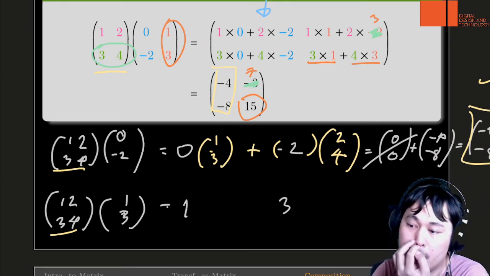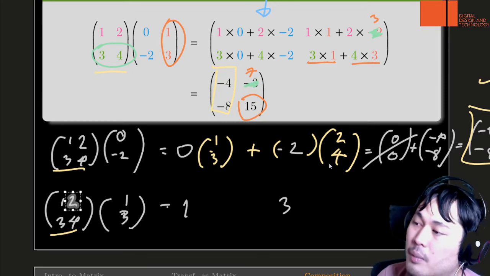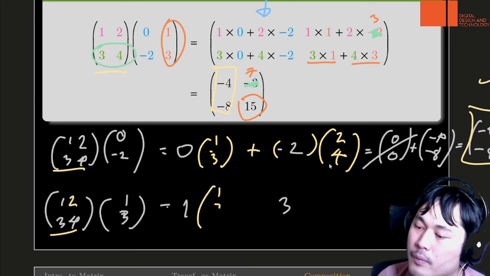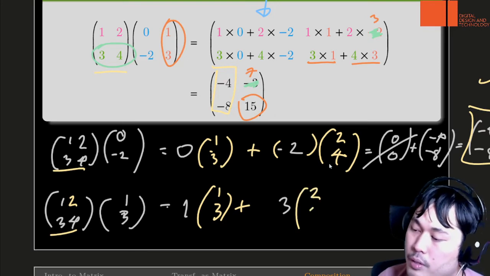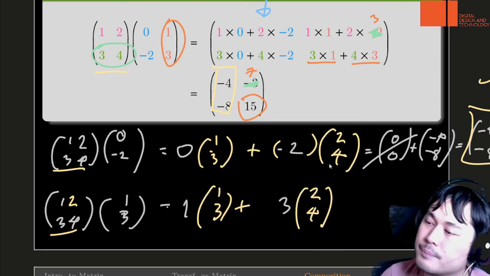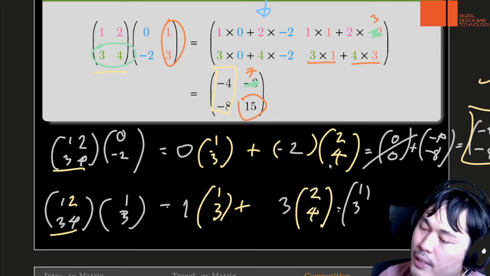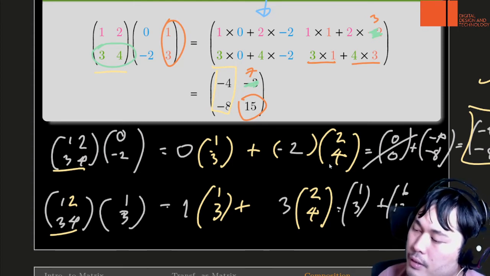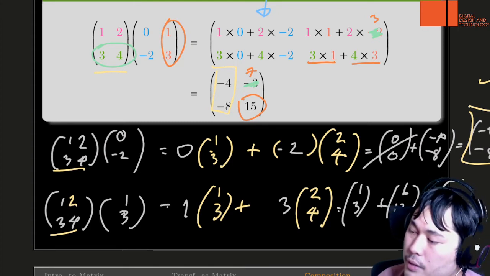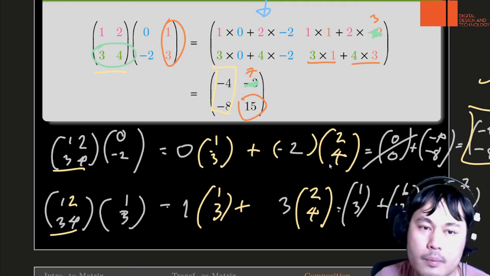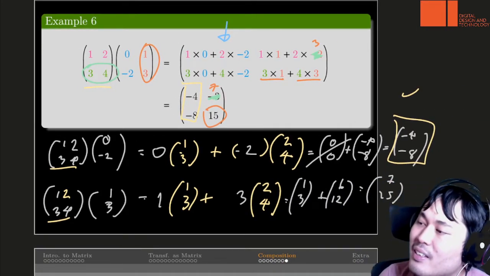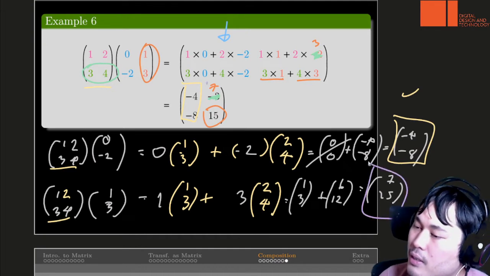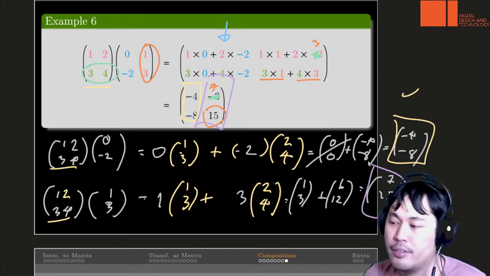Split them in this way. And this one is multiplied to the first column, which is 1, 3. This 3 is multiplied to the second column, which is 2, 4. The result is 1, 3 plus 6, 12. It is 7, 15. And of course, as you can see, 7, 15 match the second column of the result.